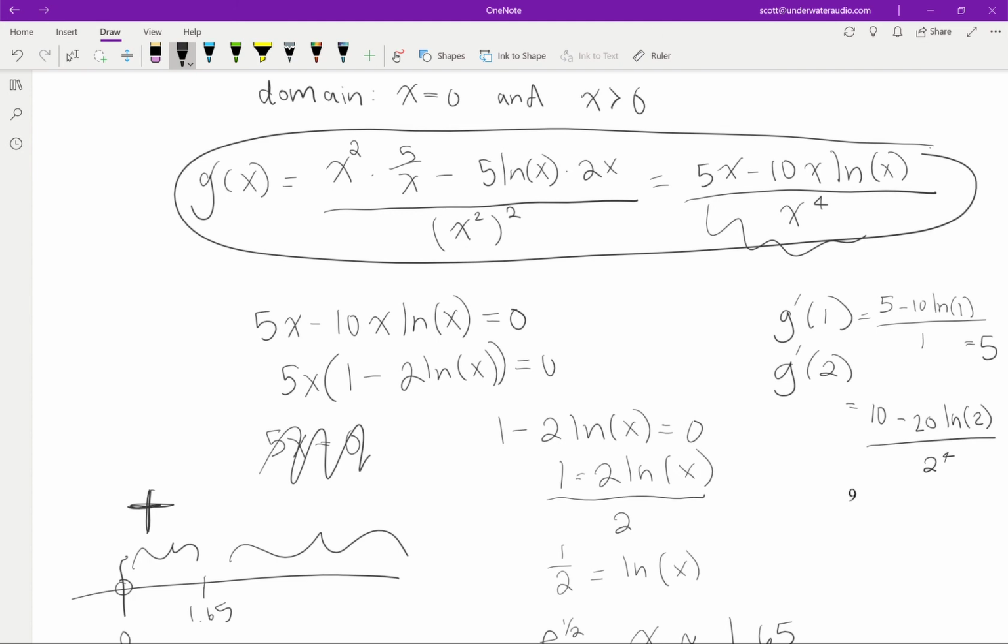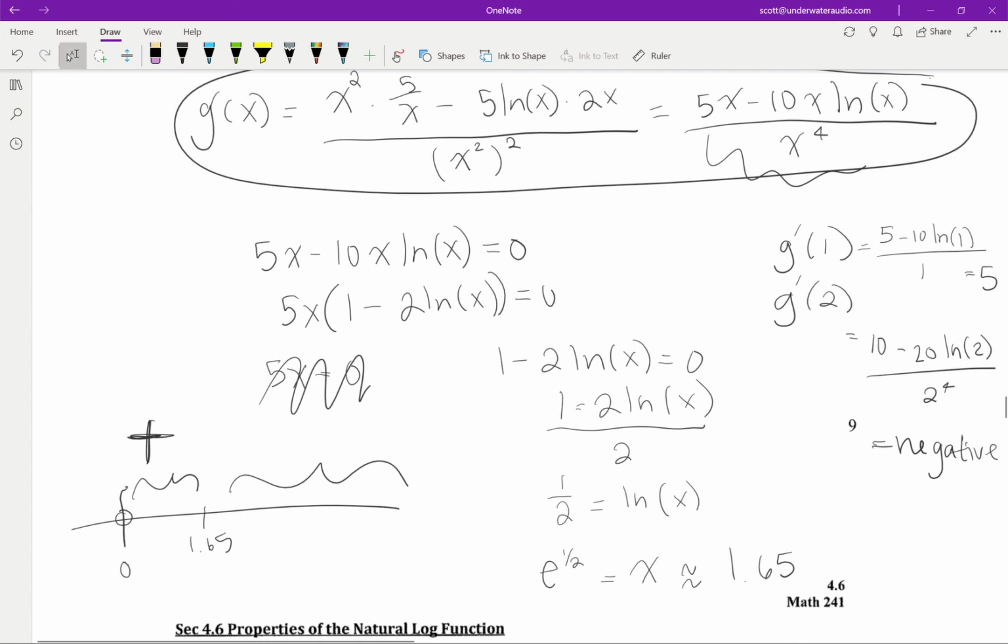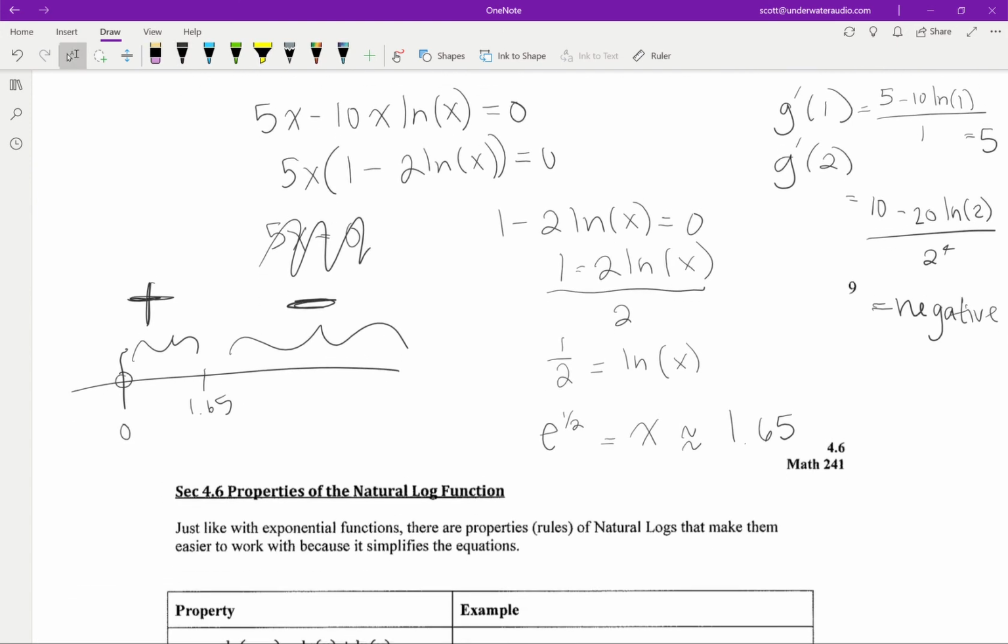And that's something I have to put into a calculator. So 10 minus 20 natural log of 2, and then divided by 2 to the 4th, that is something negative. It doesn't matter what it is, it just matters that it is negative. So the question was asking where it's decreasing, so that's going to be from my critical point, e to the 1/2 power, all the way to infinity.